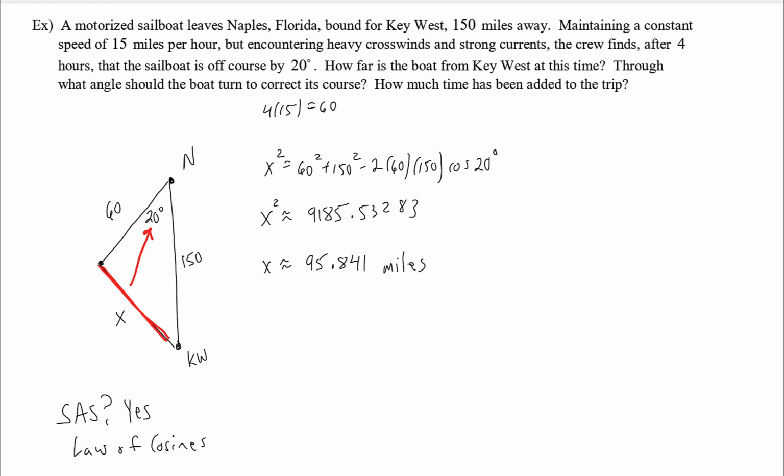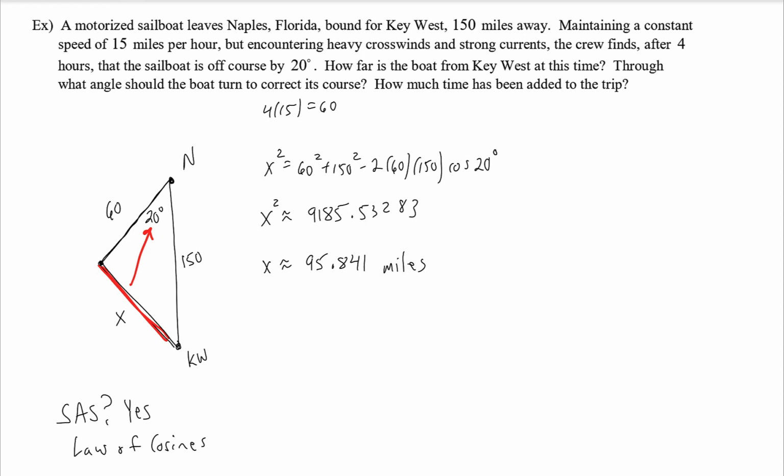So that's not bad, right? They go 60 miles this way, 95 miles that way. You're looking at 155 miles. They only added 5 miles to the trip. It's not terrible. Let's see, what else do they ask us? Through what angle should the boat turn to correct its course?